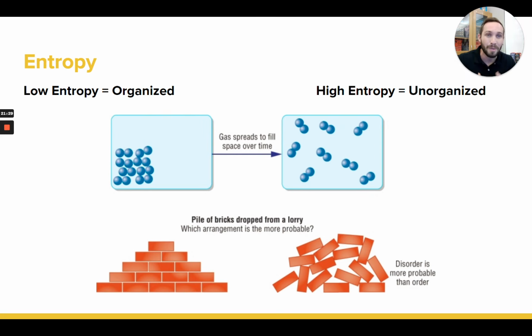Okay. But then things that are high entropy are things like molecules now just flying around everywhere along their concentration gradient. Large molecules now becoming these smaller, less organized molecules. Or this stack of bricks now sooner or later being this random mess of bricks. That's high entropy.